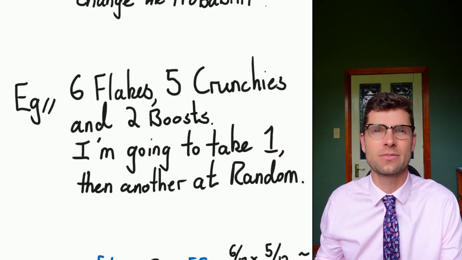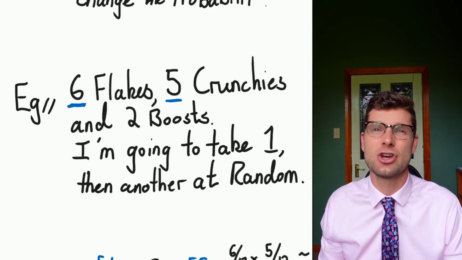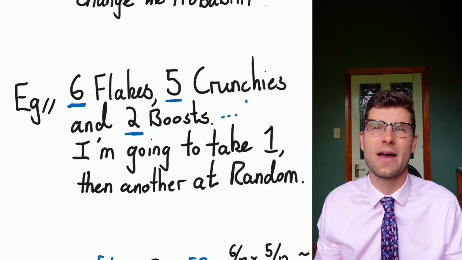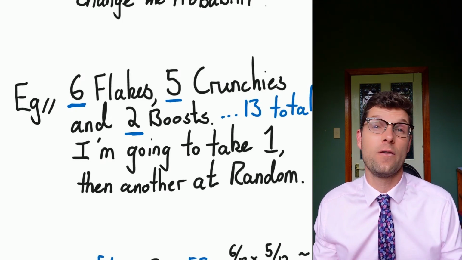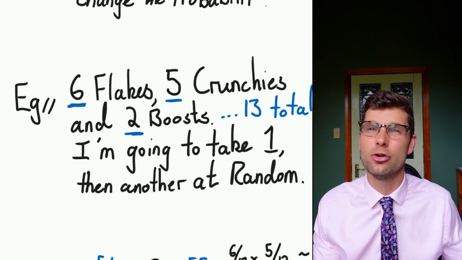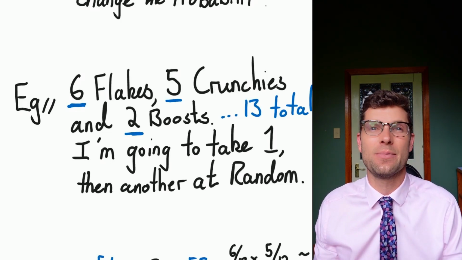The first thing we always want to do for these questions is add up the total so you know what the sample space is to start off. Because we've got 6 plus 5 plus 2, we've got 13 chocolates in total in the box, and this is what we're going to use as the denominator for our first step in this question.